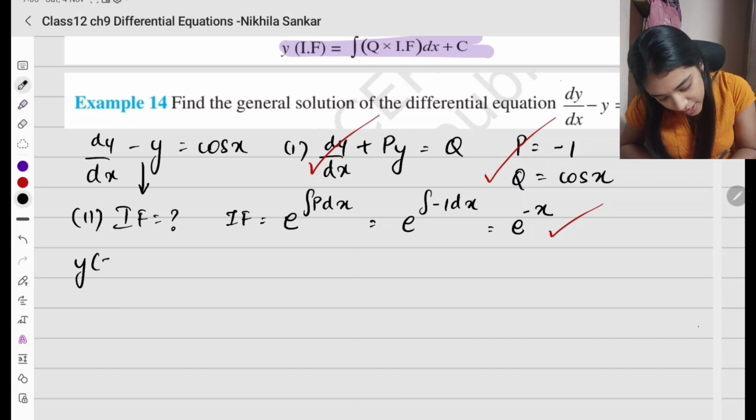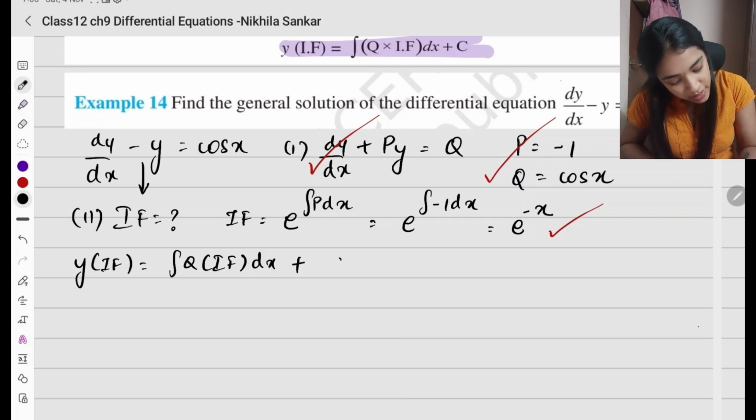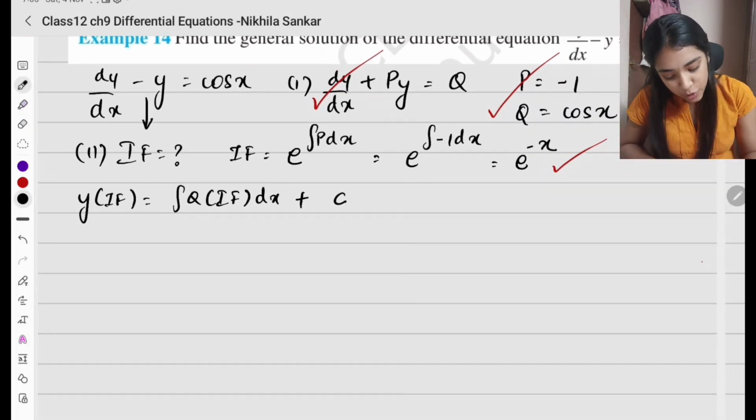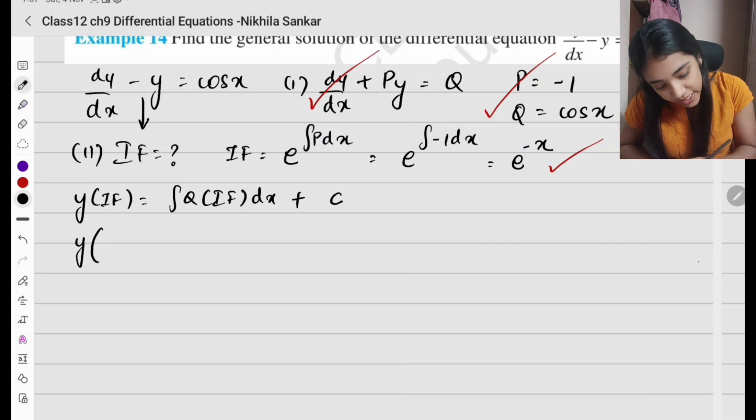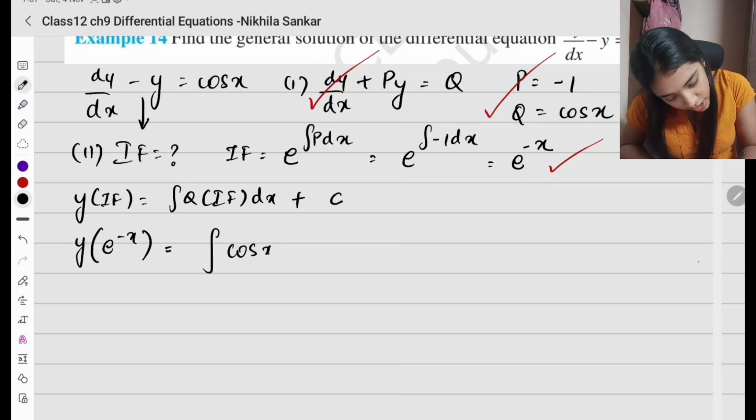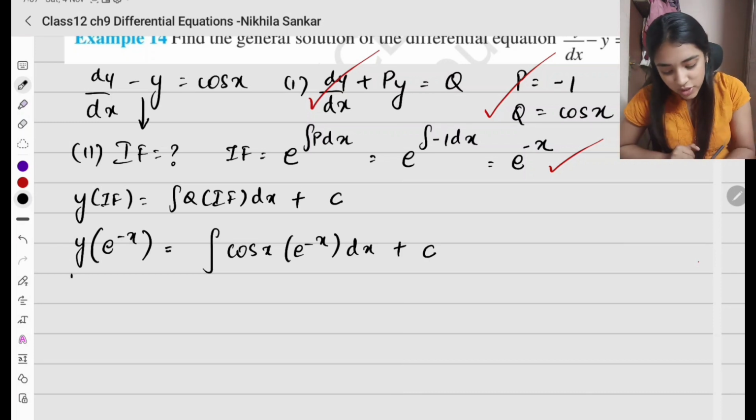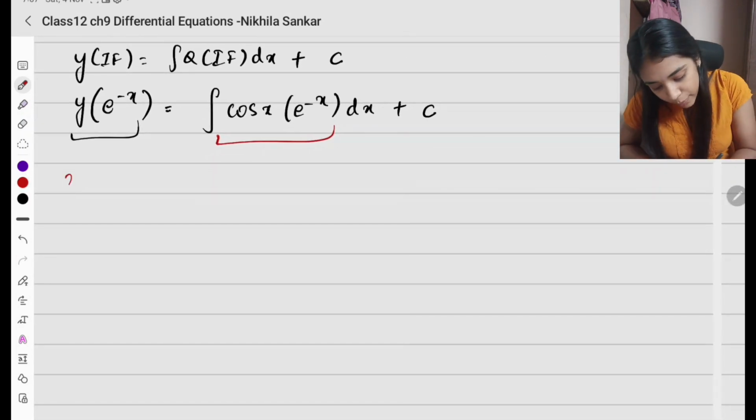So y times integrating factor equals integral of q times integrating factor dx plus constant c. Let's substitute. y times integrating factor, e to the power minus x, equals integration of q, which is cos x times e to the power minus x dx, plus c. Okay, so now the left hand side stays as it is, and the right hand side I am going to integrate separately. Okay, I'm going to integrate this.